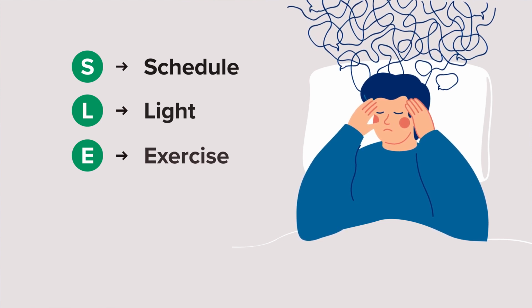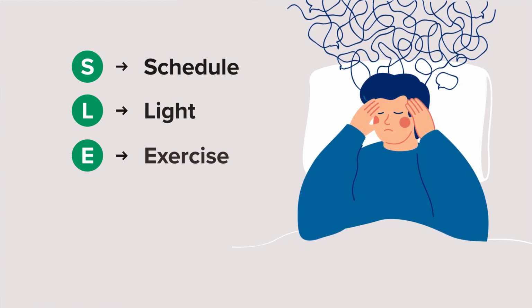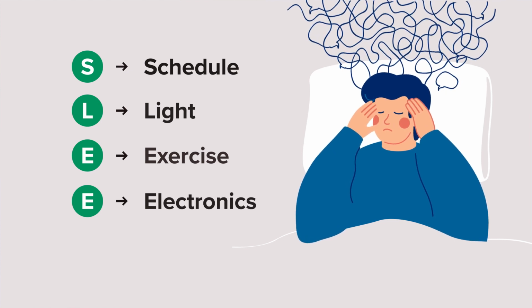15 minutes of aerobic exercise during the day really help promote depth of sleep and makes it easy for one to fall asleep faster. The second E is for electronics. Try to avoid use of electronics, especially that emit light. Xbox, computer games, iPads, laptops, they must be avoided in the evening time.